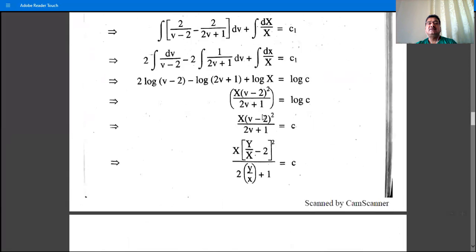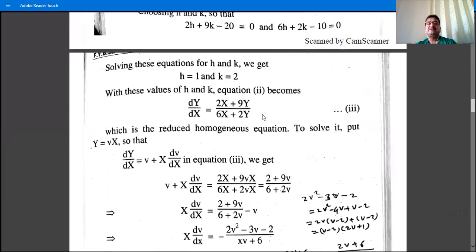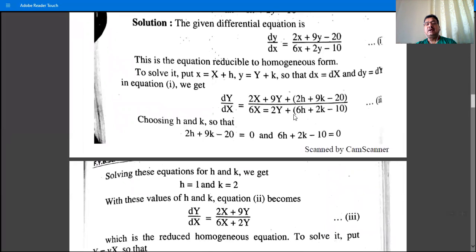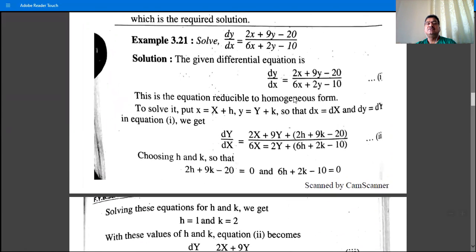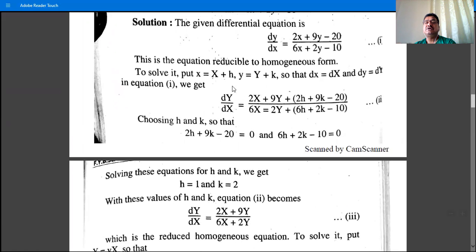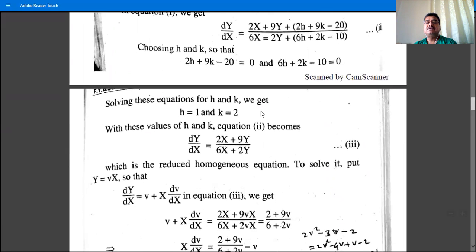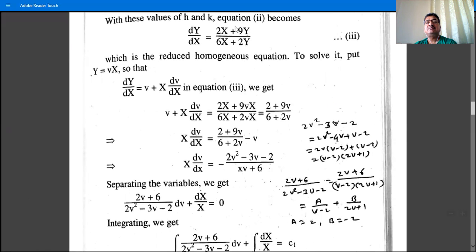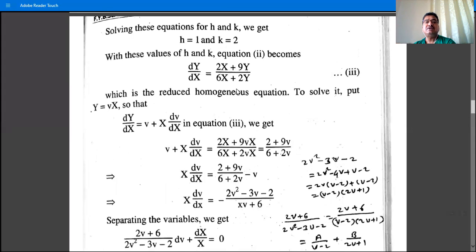Already these examples were discussed in the previous lecture, that what happens if a1 by a2 is not equal to b1 by b2. If a1 by a2 is not equal to b1 by b2, then after substitution we have the homogeneous differential equation. So this is the homogeneous differential equation, because if you observe this numerator 2x plus 9y, this is a homogeneous function of degree 1. This 6x plus 2y is a homogeneous function of degree 1. So this is the homogeneous differential equation.